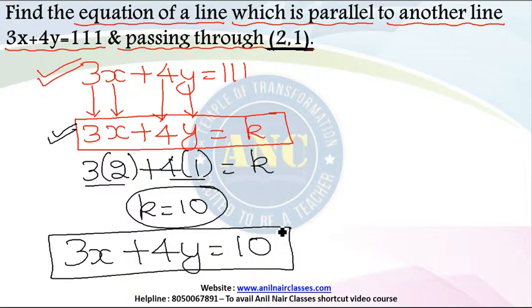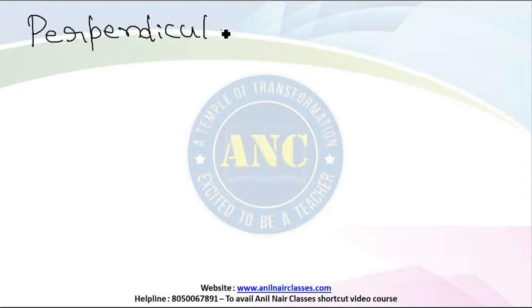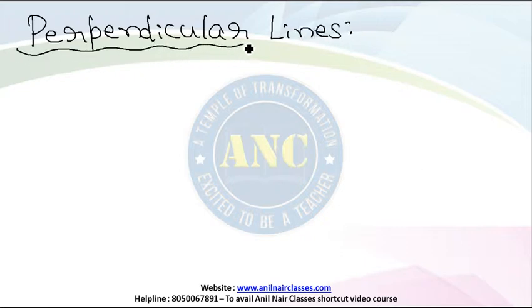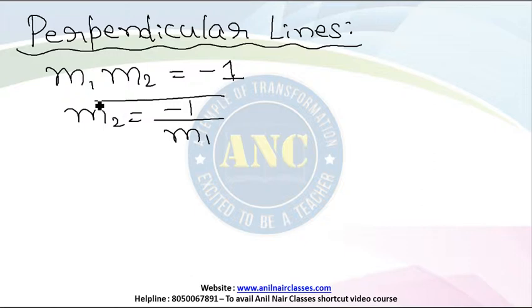Now, whatever we have learnt till now is for the parallel condition. Suppose two lines are perpendicular to each other, right? This might be another condition. Whenever any two lines are perpendicular to each other, we know that the product of their slopes is minus 1. m1 into m2 is minus 1. I can also write it as m2 is minus 1 divided by m1.